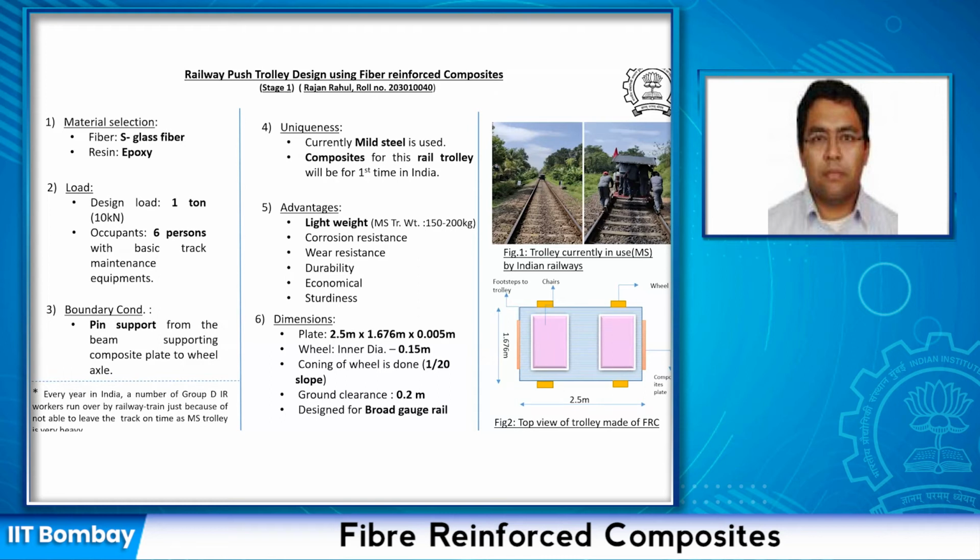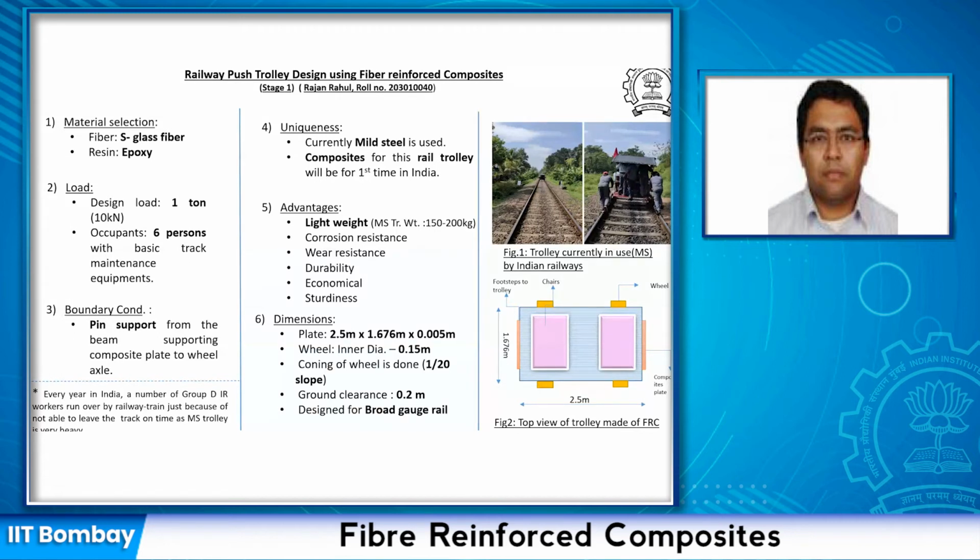So let us see why I chose this design load as 1 ton. On average, 6 people have a weight equal to 500 kg, and equipment weight will be equal to 100 kg. So it will be almost 600 kg, and I'm taking a factor of safety of 1.5, so it is almost 900 kg. And since this is a trolley and some people may extra add on, I have taken roughly 2000 kg. So let us come to the boundary condition. I have chosen pin support so that all the weight is transferred to the wheel axle by pin support.